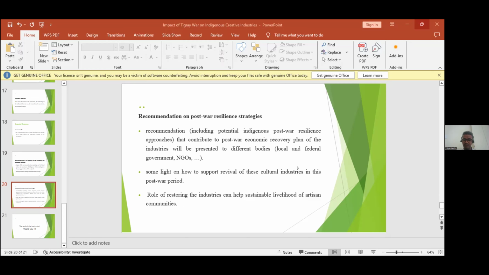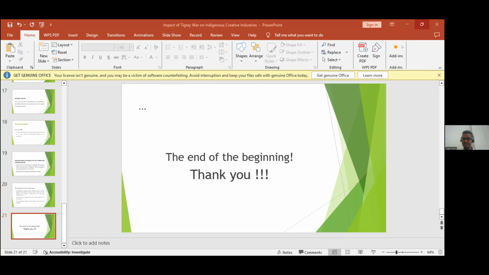and it will help for the sustainable development of these cultural products and industries that have kept the intangible heritage of the people for ages. Thank you so much.